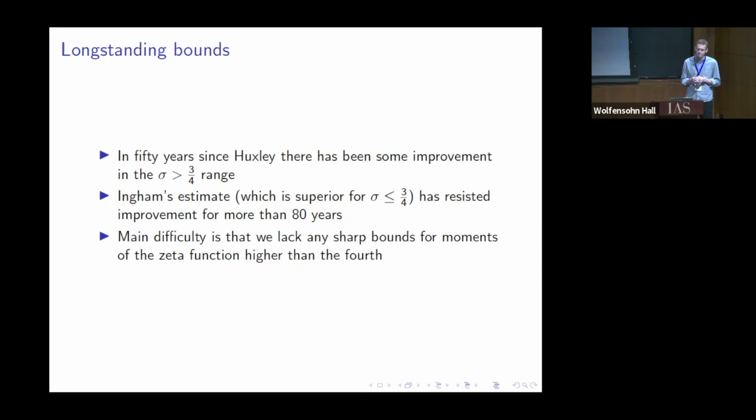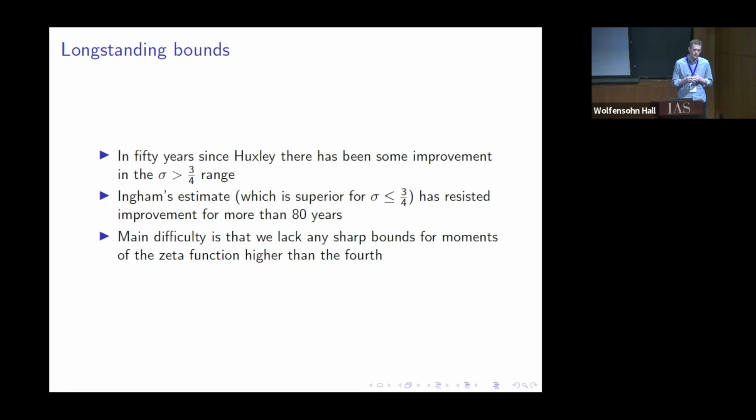Maybe you can refine some of the t to the epsilon factors or reduce the power of log or something like this. But essentially, Ingham still has the best result. And the main difficulty is that we don't have any good bounds for higher moments of the zeta function.